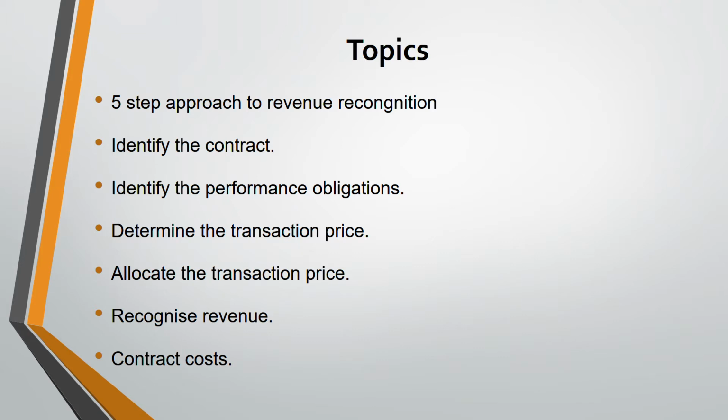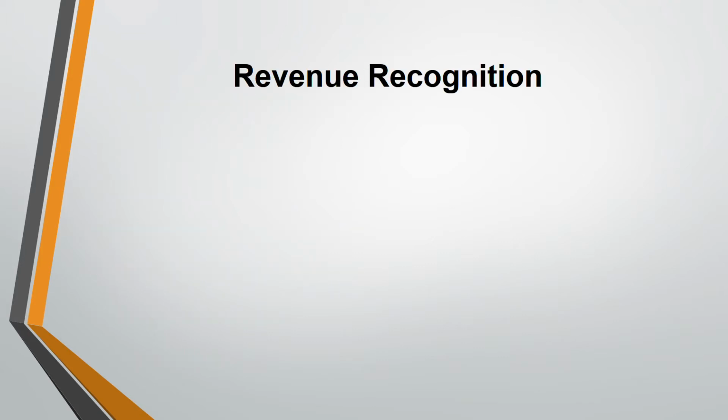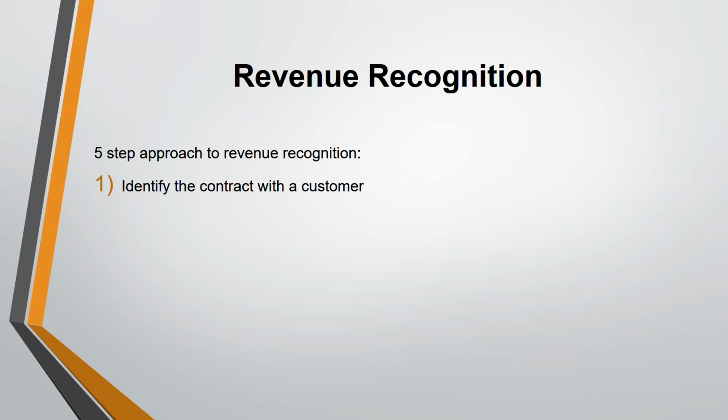So let's start with revenue recognition, the 5-step model. Number 1: you identify a contract with a customer. First, you should know that a contract exists with a customer. Without a contract, you cannot recognize revenue. Second, identify the performance obligation within the contract. Performance obligation means what you are supposed to supply, goods or services. It has to be there in the contract.